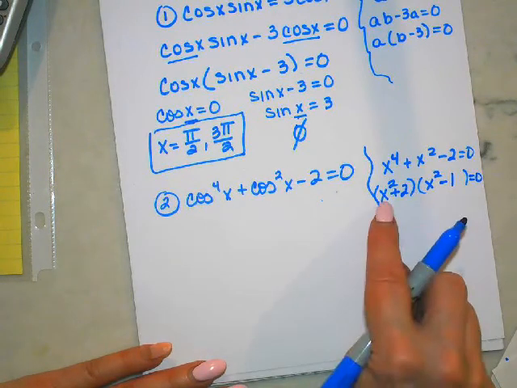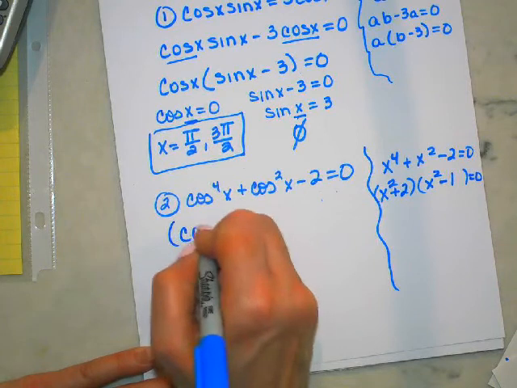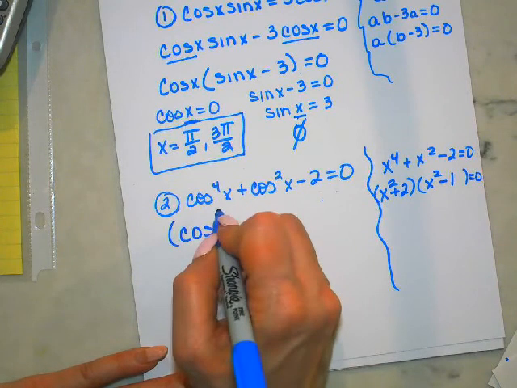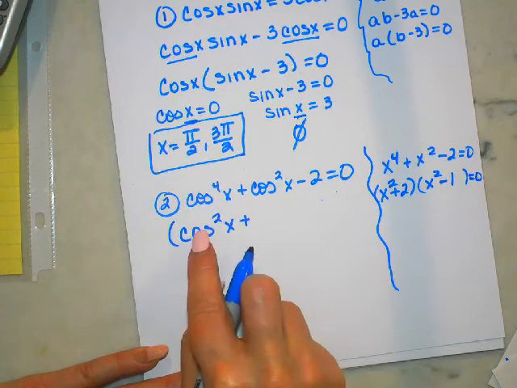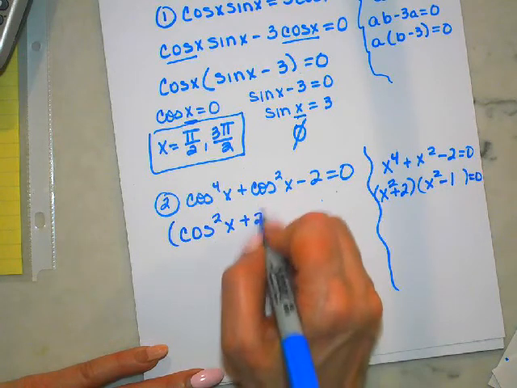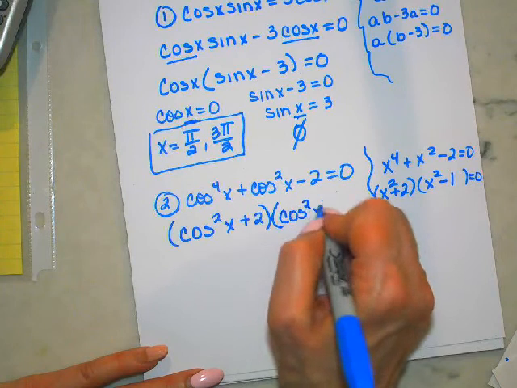Well, it's the same thing here, except not just x squared, it's cosine x squared. Well, actually, it's cosine squared x. Remember, you don't square the angle, you square the function. And yes, it is a big thing if you write it the wrong way.